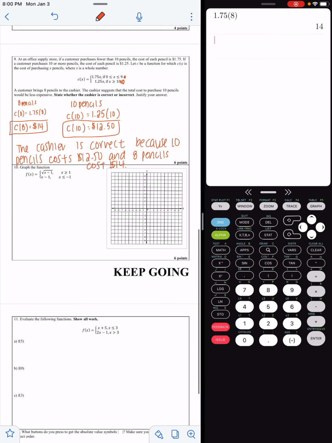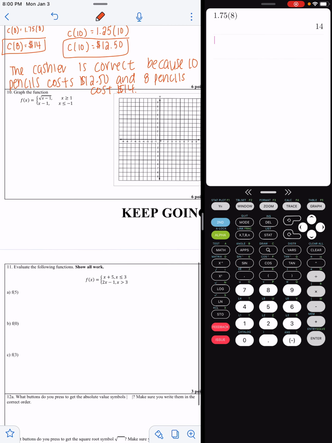All right, a graphing question. Remember to graph this. We need to graph it separately. So I'm going to graph this first function, which is f of x equals the square root of x minus 1. And this is when x is greater than or equal to 1. So let me go ahead and write down some numbers first. 1, 2, 3, 4. I know these are the numbers bigger than 1.